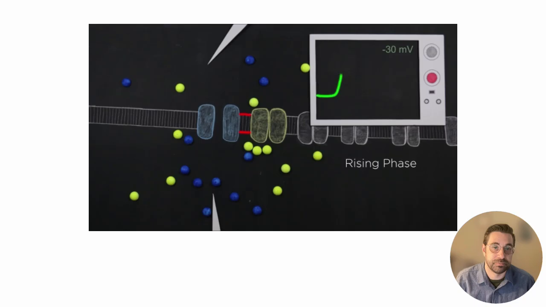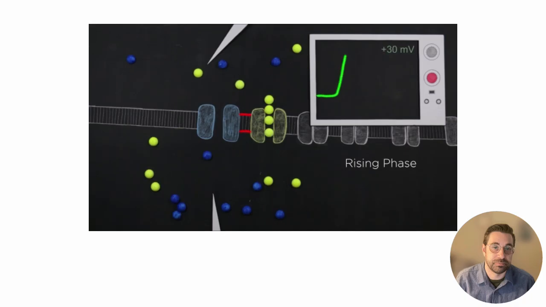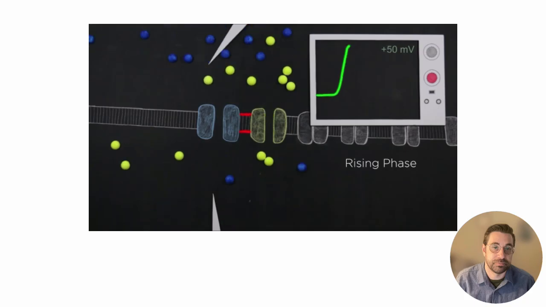Second, as the membrane potential is depolarizing due to the influx of sodium ions, the voltage-gated potassium channels open, and potassium begins to leak out of the cell. Third, once the membrane potential depolarizes sufficiently, the sodium channels become inactivated, stopping the sodium from entering the cell. This is the end of the rising phase of the action potential.